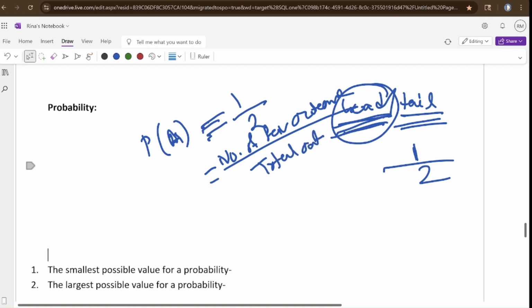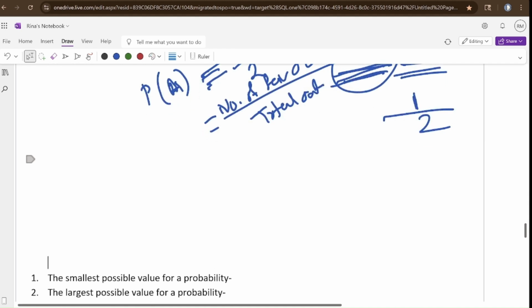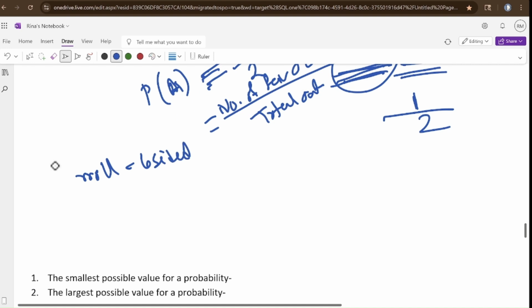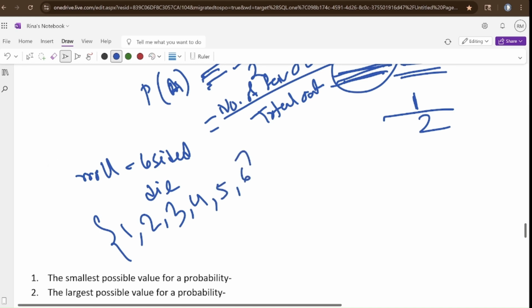Okay, let's do another example. Let's say I roll a six-sided die. It may be 1, 2, 3, 4, 5, 6. Now my question is, what is the probability of getting 3? 3 will occur only once, so the number of favorable outcomes is 1. Total is 1, 2, 3, 4, 5, 6, so the total will be 6.